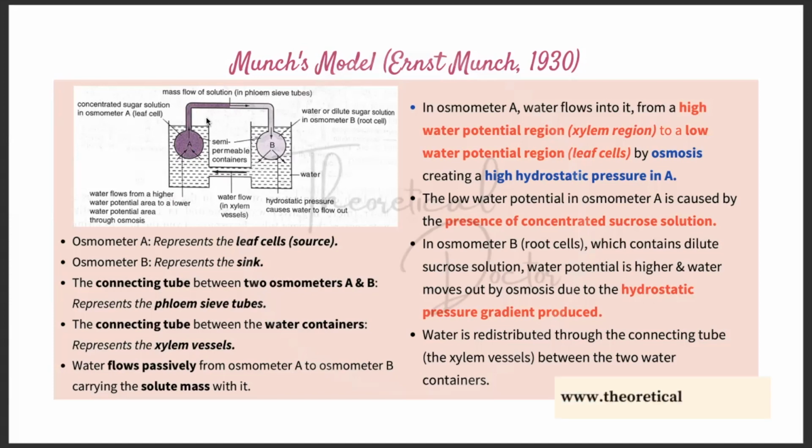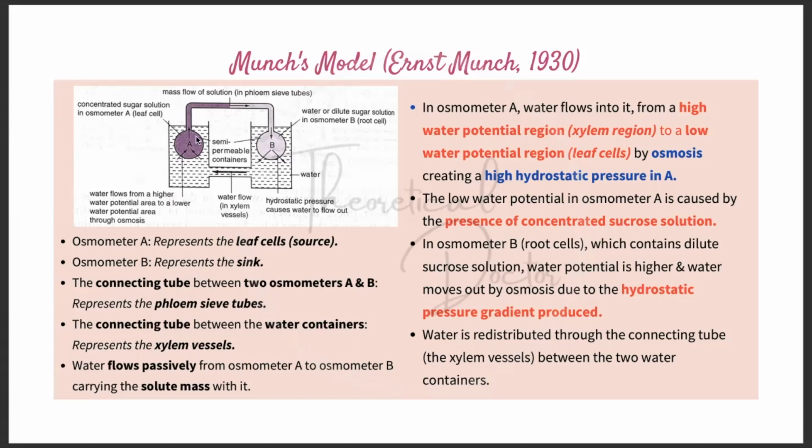So the connecting tube between the two osmometers over here is the phloem sieve tubes, and the connecting tube over here between the two water containers represents the xylem vessels. So water flows passively from osmometer A to osmometer B, carrying the solute mass with it. So when it flows from A to B, it is using mass flow.